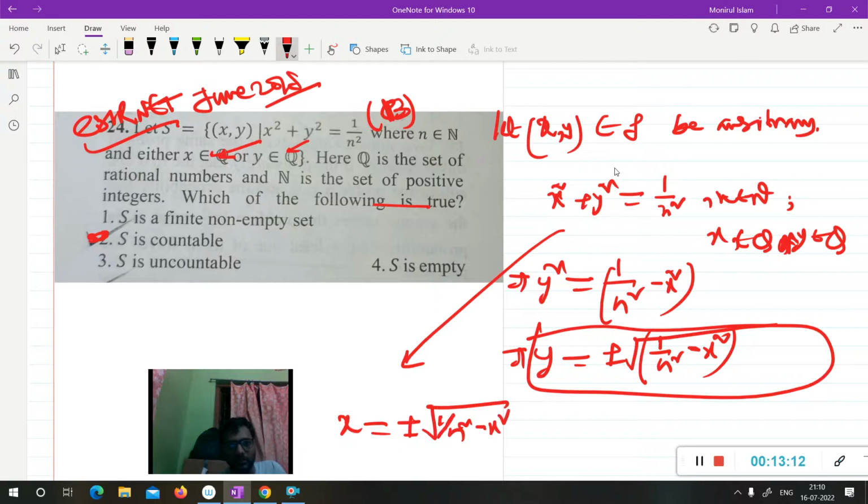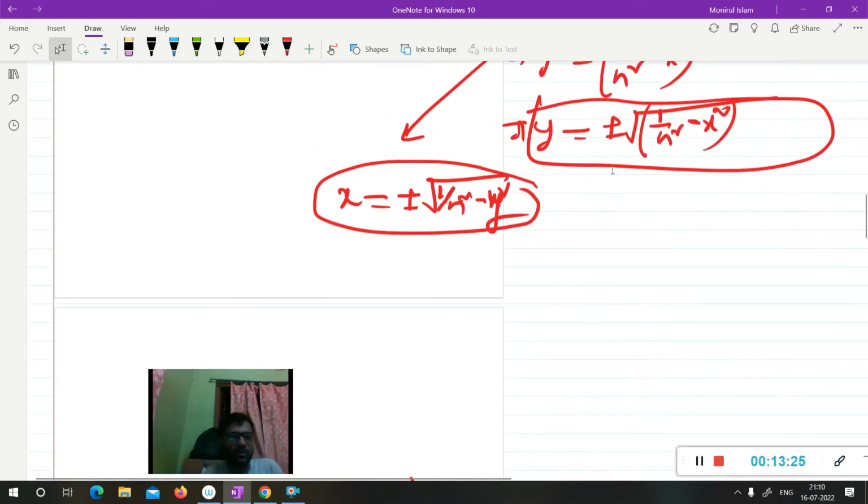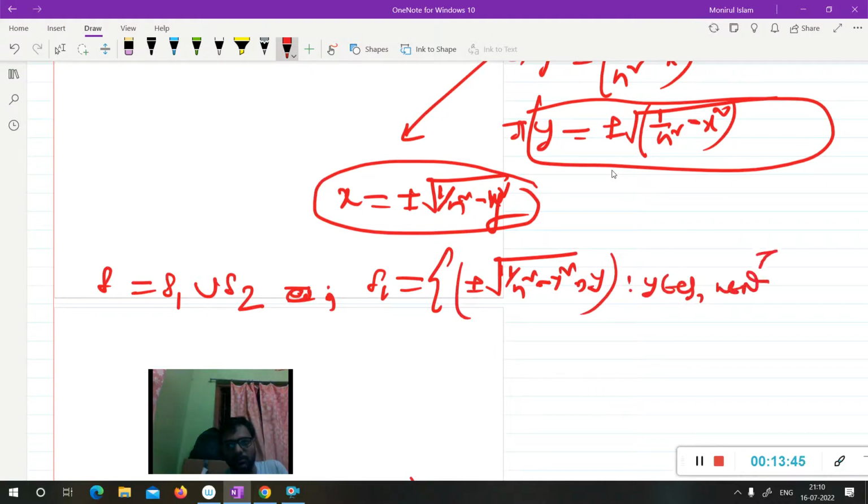Okay, this is also possible because from here you can write y in terms of x, or you can write x in terms of y. This is y, plus minus root under 1 upon n square minus y square. So you get S is nothing but a union of 2 sets. And S1 is equal to x, plus minus root under 1 upon n square minus y square, and this is y, where y belongs to rational and n belongs to natural number.